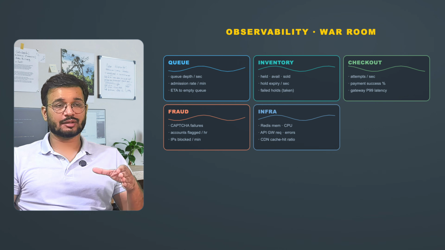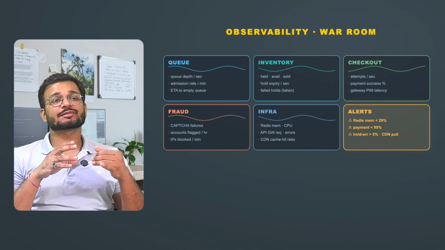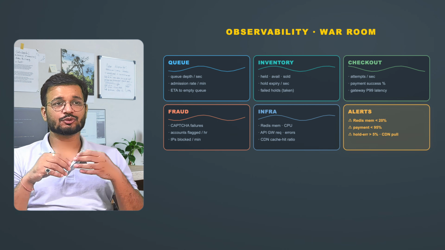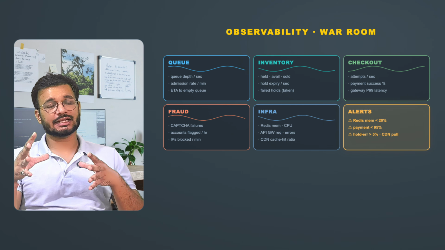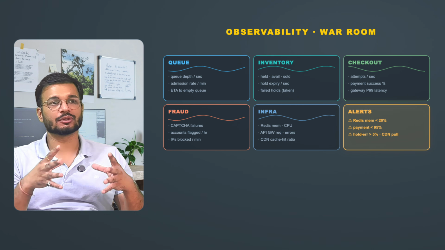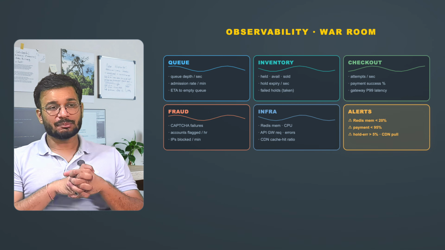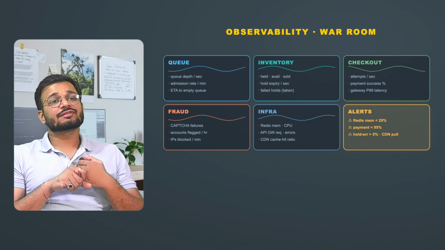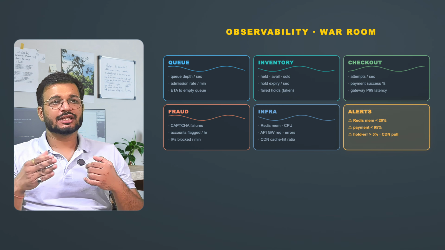Infrastructure metrics are also very important, where we measure the Redis memory utilization, the Redis CPU, the API gateway request and error rate, and the CDN cache hit ratio. We should alert immediately if the Redis available memory drops below 20%, if the payment success rate drops below 95%, if the seat hold error rate spikes above 5%, or the CDN origin pull rate spikes.